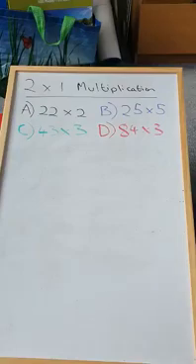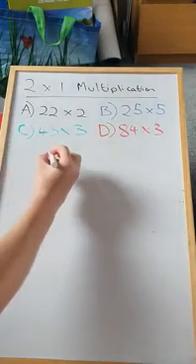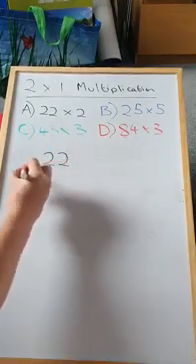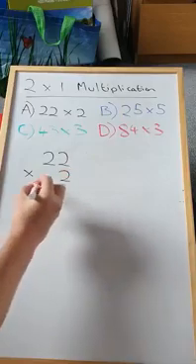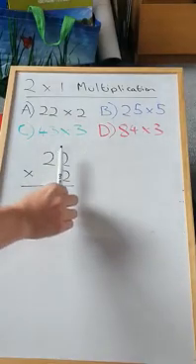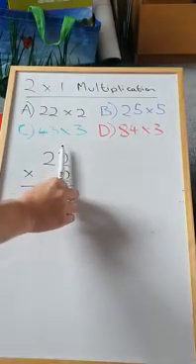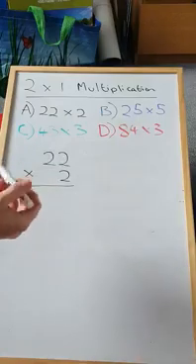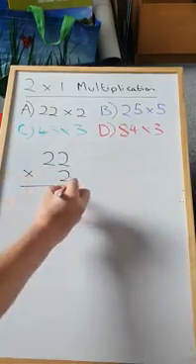So for A, we've got 22 times 2. The way we set this out is just like your column addition. Right, so we've got 22 times 2. Now what we do with this first is we do our ones column first. So we look at this line here. If we work that out, we've got 2 times 2. 2 times 2 is 4.